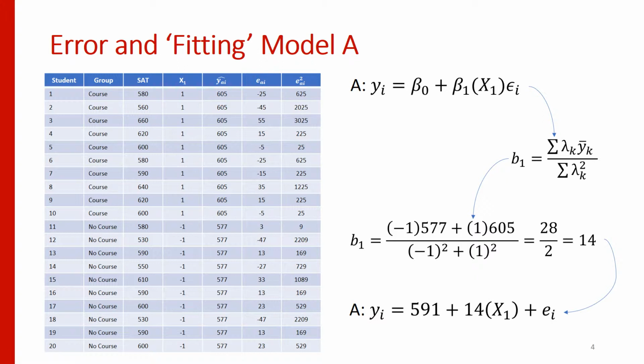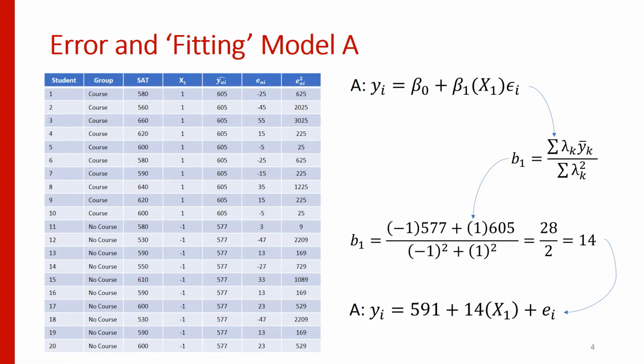And this is important because this slope, when we have our groups coded as -1 and 1, is always going to be half of the mean difference, right? Because we start with some intercept, and then we're going to go up by 14 points when x is positive 1. We're going to go down by 14 points when x is negative 1. So 14 is half of the difference between the two means, right?